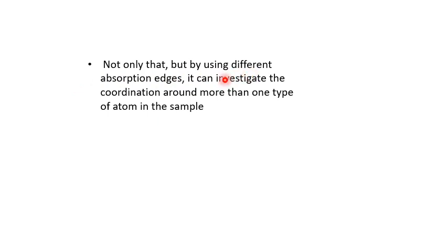Not only that, but by using different absorption edges, it can investigate coordination around more than one type of atom in the sample. By the EXAFS technique we can find the coordination number of the central absorbing atom, how many atoms are surrounding the central atom. Because different absorption edges are obtained, for example the manganese absorption edge will be at a different position and the iron absorption edge at a different position, we can find the coordination around more than one type of atom in the sample at the same time.